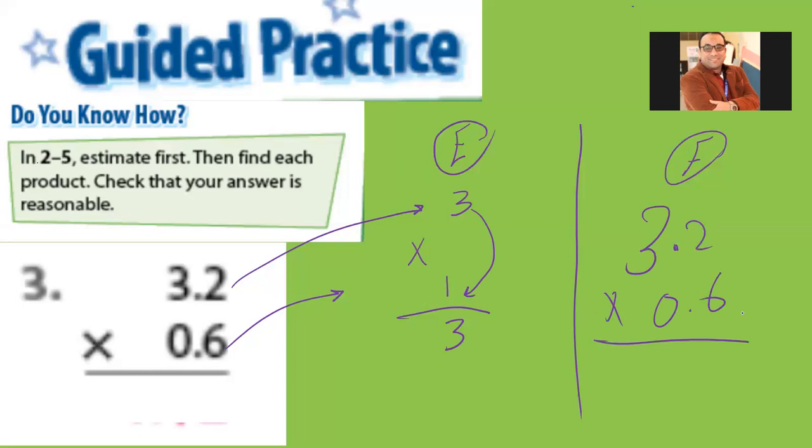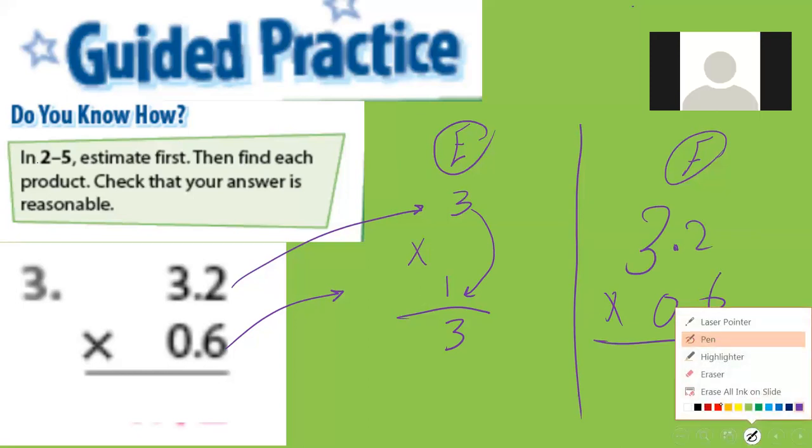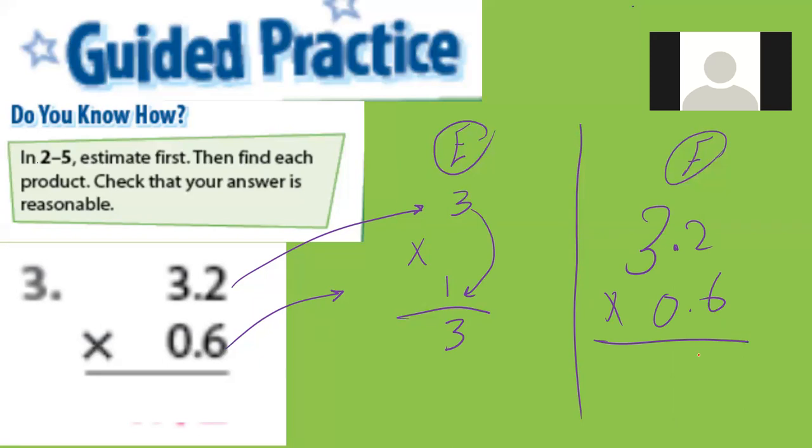Now the second section, 3.2 multiply 0.6. How can we get the answer? We multiply 6 by 2. Pretend there is no point and multiply 6 by 2. It's going to be 12. 2, and we carry 1. 6 by 3 equals 18, and 1 is 19.